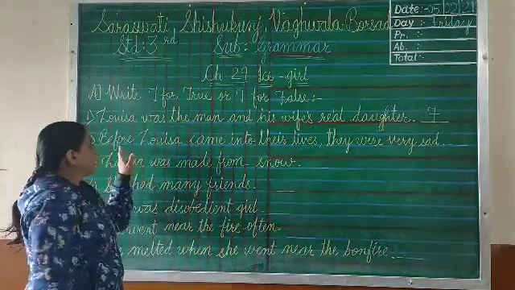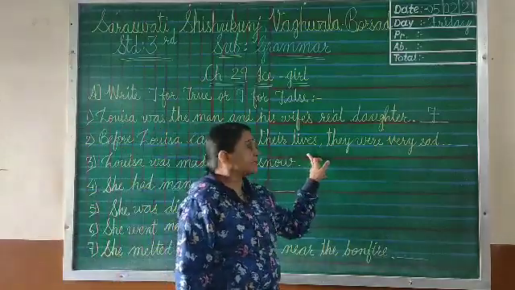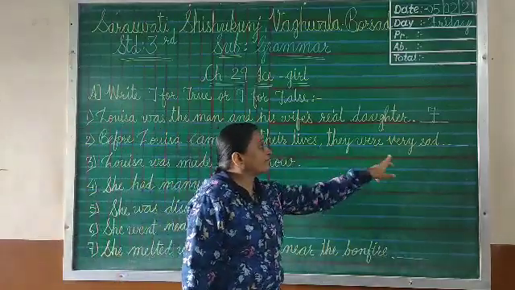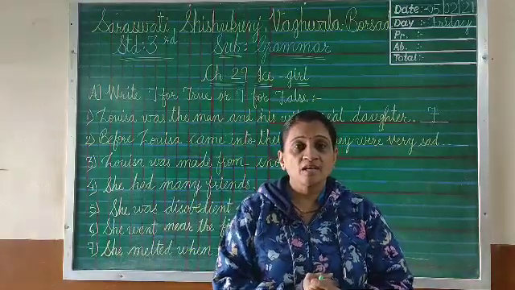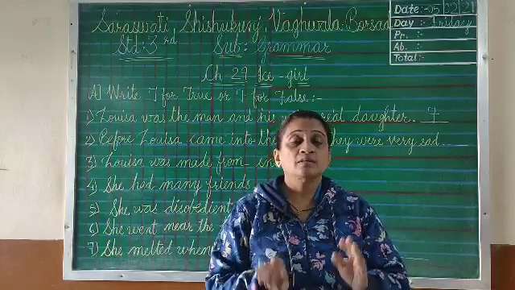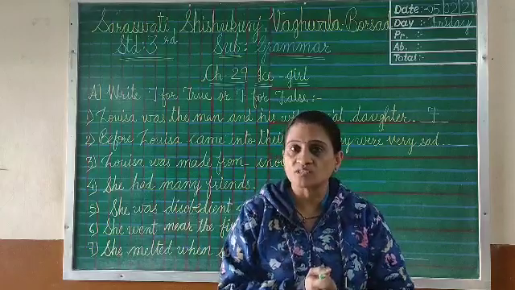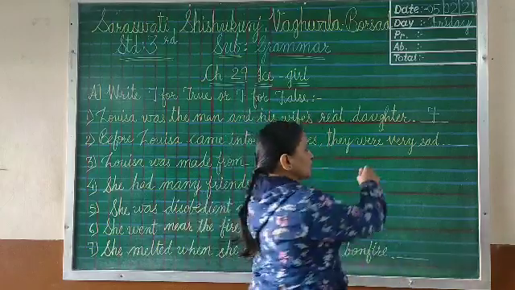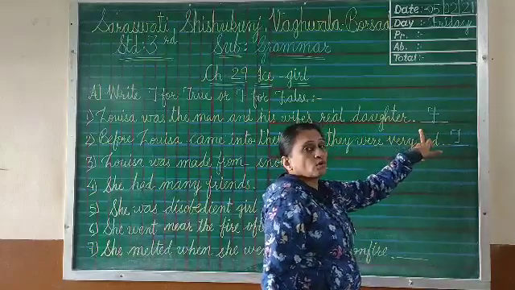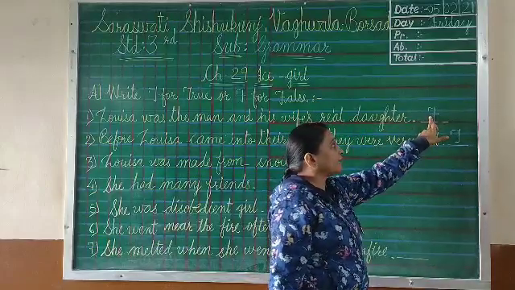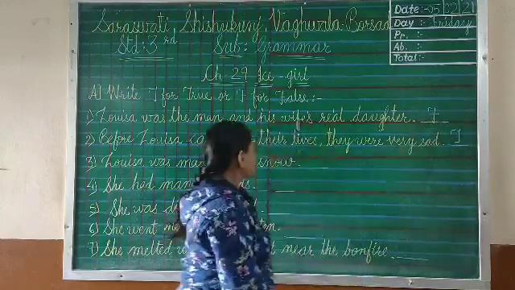Okay, no problem. Number two: before Louisa came into their lives, their means the parents' lives, they were very sad. Yes, because they didn't have any child. So both husband and wife were very sad because they didn't have their own child. Right? So it is true. So here you have to write T only. T and F both will look the same. If you do not put the line in the middle, it will look like T. So be careful while you are writing.